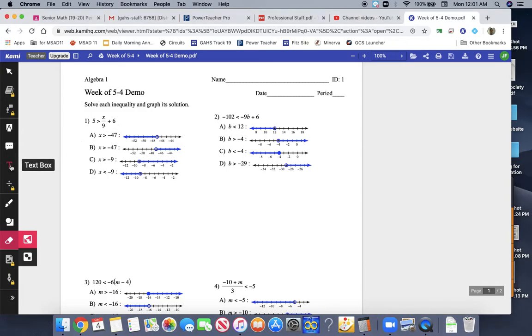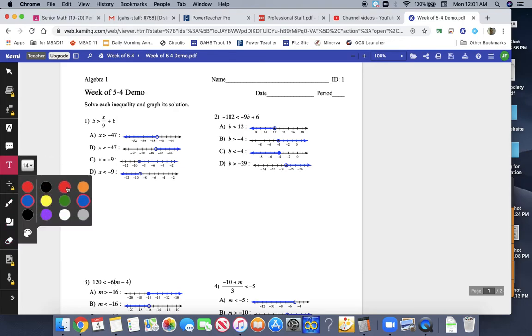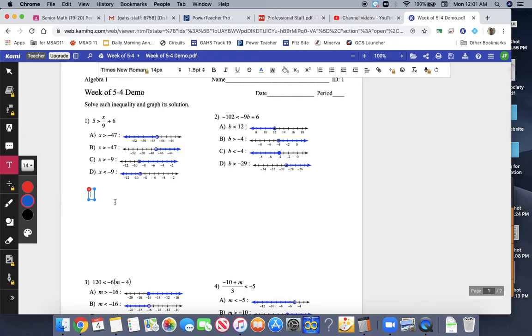Depending on what you like to do, some students like to just get rid of that 9 first by multiplying everything by 9. I think that's a pretty good idea. I would like to do that myself. So seeing that there's a 9 in the bottom, I'm going to multiply everything by 9. 5 times 9 is 45. I still have greater than. The 9's gone off the bottom. And then 6 times 9 is 54.